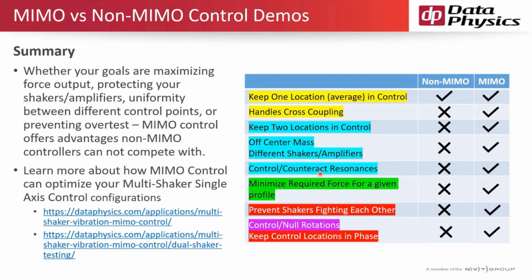Okay, so in summary, regardless of what your goals are in running a multi-shaker single axis test, whether you're interested in protecting your shakers and amplifiers, producing a uniform vibration field so you have the same vibration at multiple locations where your test articles are mounted, or preventing overtest for a high value test article, across the board, the MIMO controller does the best job of protecting your test article, preventing overtest, preventing damage to your shaker system, amplifiers and shakers, and keeping a uniform vibration field across all of your control points.